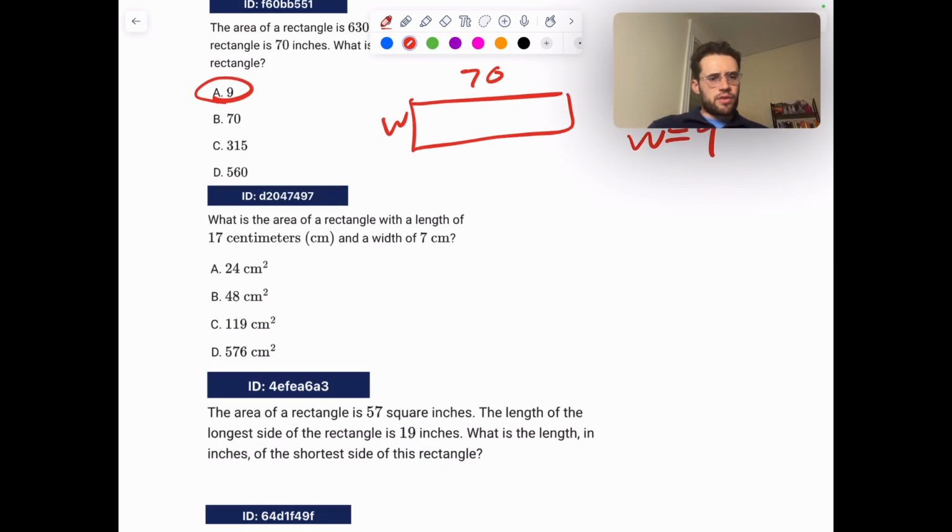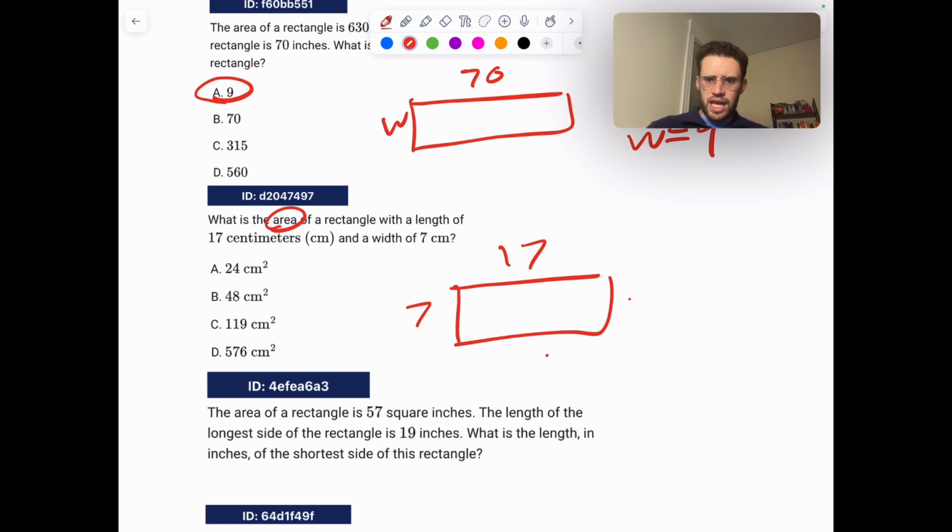What is the area of a rectangle with a length of 17 centimeters and a width of 7 centimeters? All right, so just always check, what are they asking for, the area or the perimeter? In this case, it's the area. Area is just length times width. If it's perimeter, you have to add them up, including the 17 here and the 7 here. But for area, 17 times 7, let's see, what would that be?